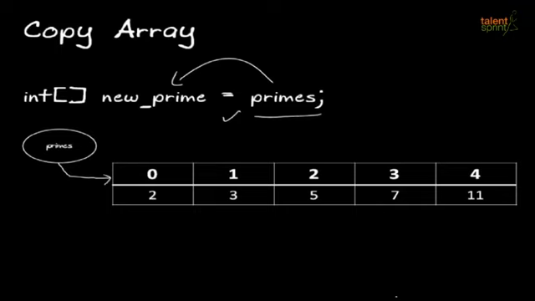Using the equal to operator, we can directly store all the elements of one array into another array. This will not create a new array. This stores the reference of that corresponding array into a new variable in stack.